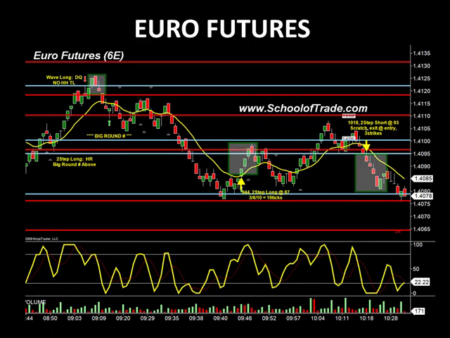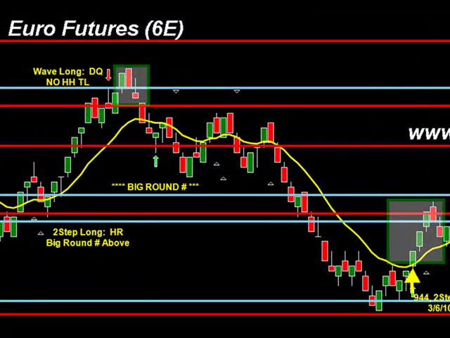All right, let's keep moving here, guys. Back to the euro. Now, we hadn't traded the euro in a while. The euro has been a sleeper recently, but today it woke up pretty well. Starting at 9 o'clock, we looked for a two-step long. We looked for a wave long.